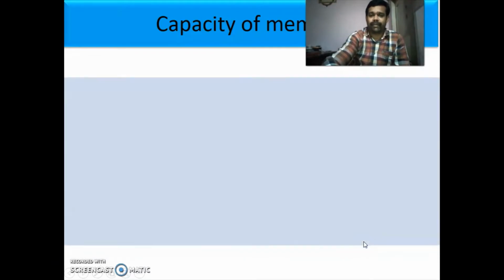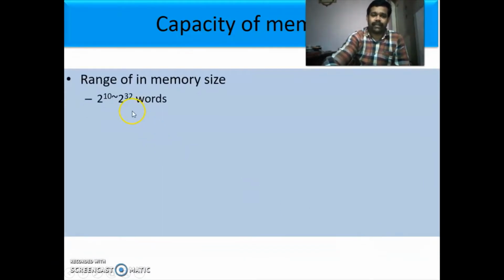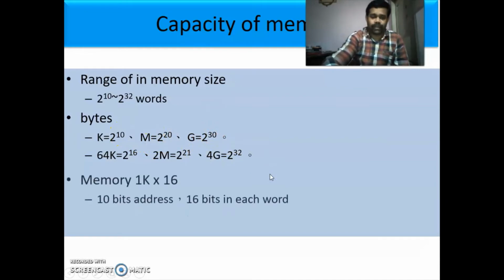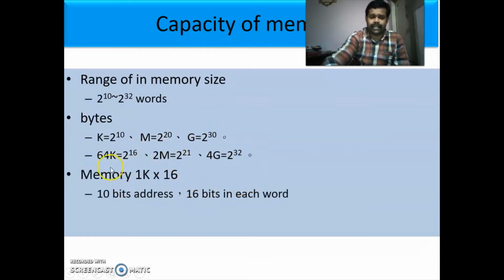Now, capacity of a memory. Usually the capacity of the memory ranges between 2 to the power 10 to 2 to the power 32 words. So you know that 1 kilo means 2 to the power 10, mega means 2 to the power 20, and giga means 2 to the power 30. And usually we will be representing the memory like this: 1k into 16. The 1k means 2 to the power 10, so it will be having 10-bit address, and each word will be having 16 bits.